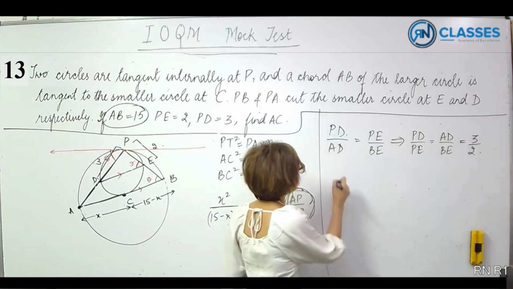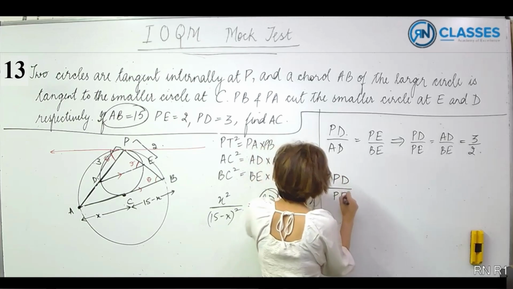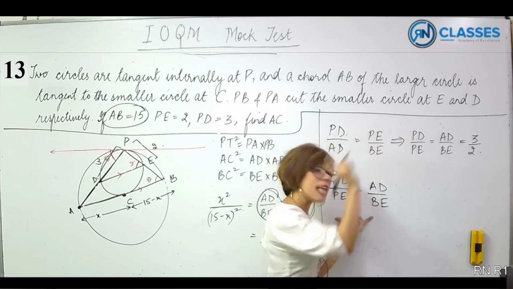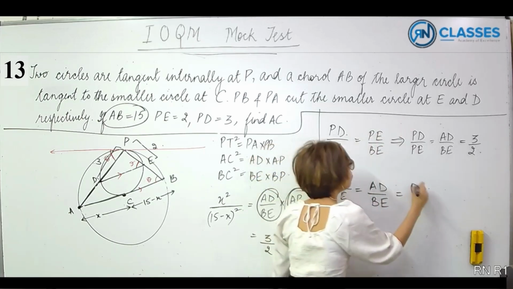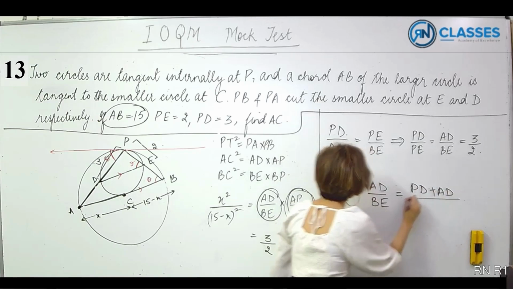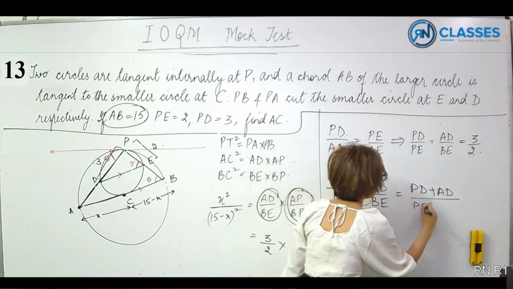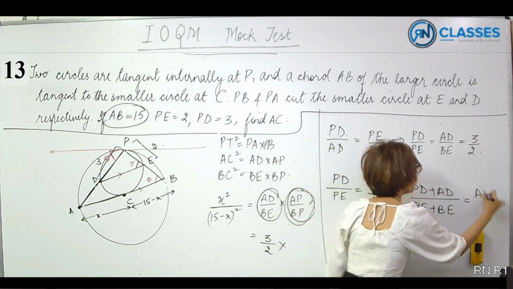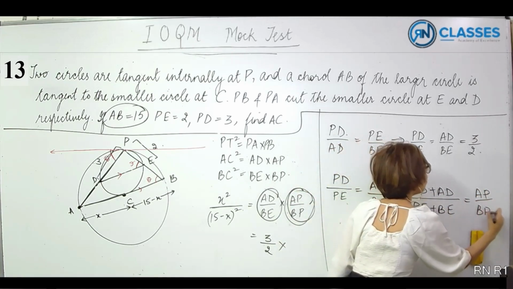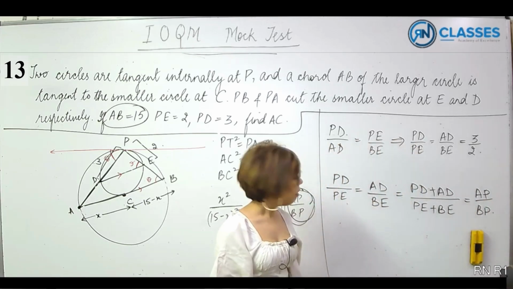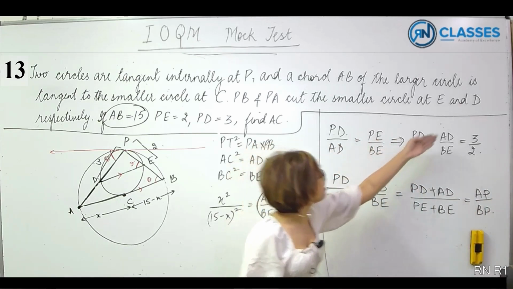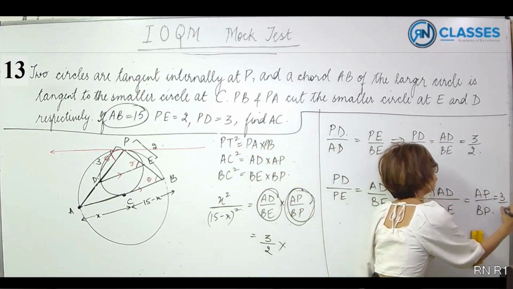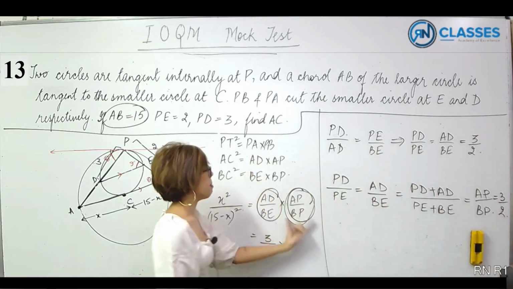Now, I know the ratio property: PD by PE is equal to AD by BE. This ratio is actually equal to PD plus AD, whole divided by PE plus BE. And this is nothing but AP, and this is nothing but BP. Done? Now I know this ratio. We know PD by PE is 3 by 2. So AP by BP is also 3 by 2.